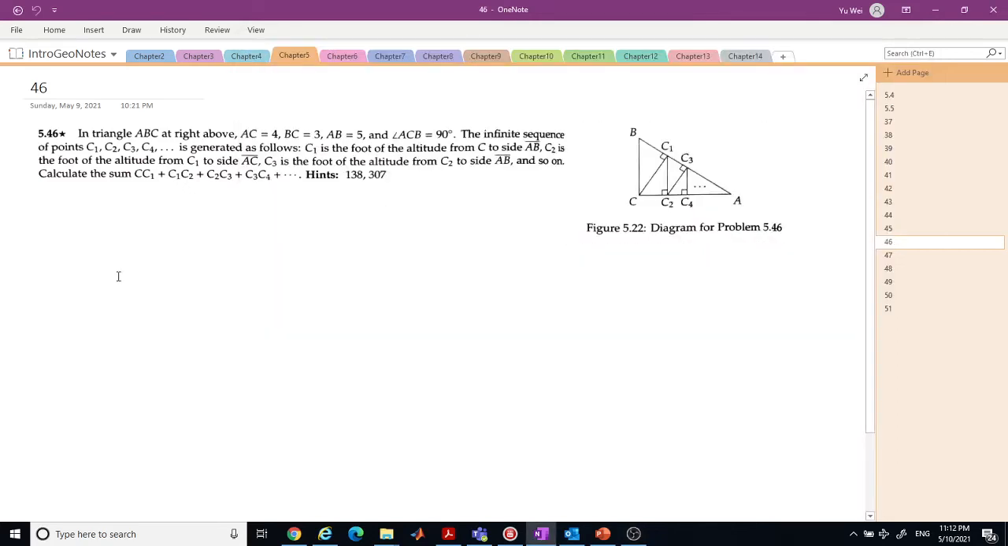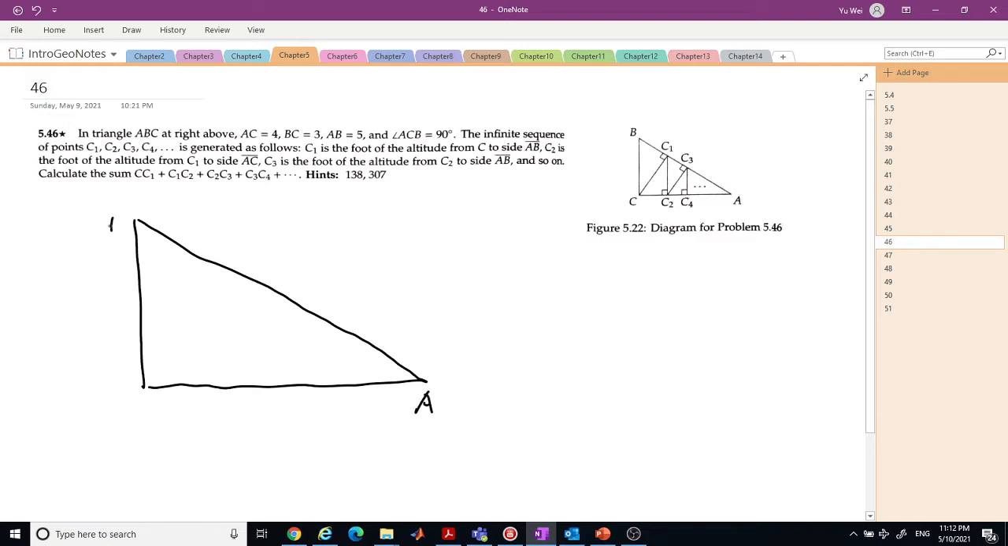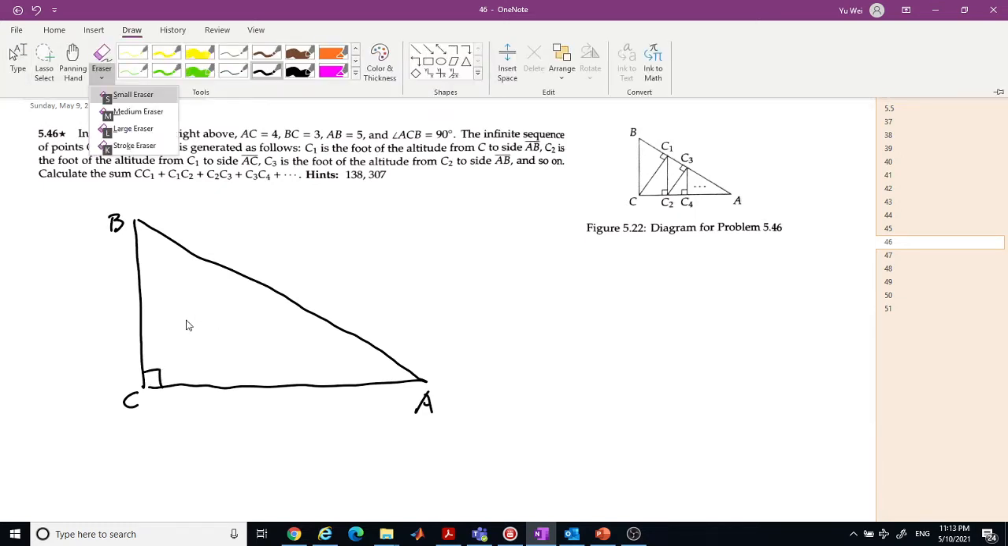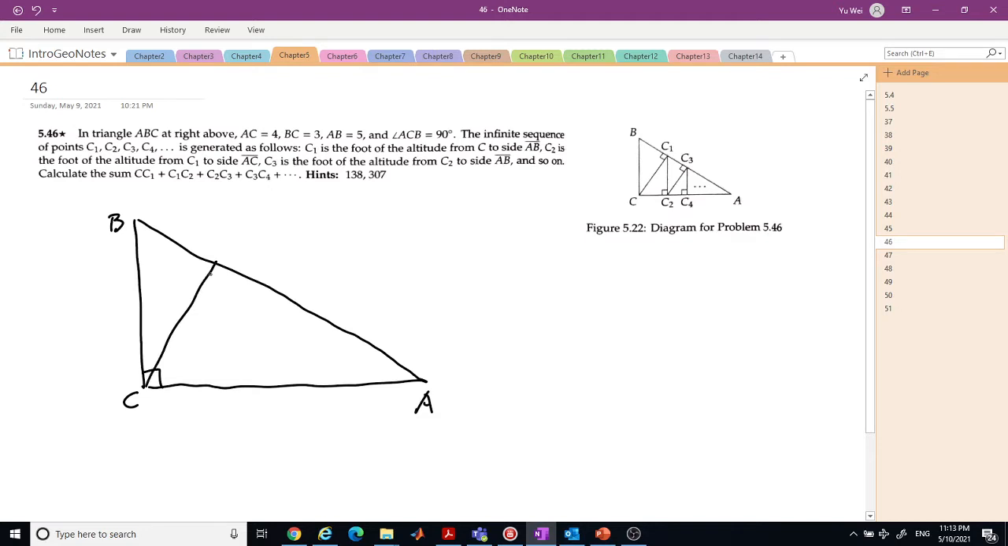Okay, let's move on to the next question. So we have the ABC. Okay, now we do this one. It's a right triangle. We do the CC1, right?